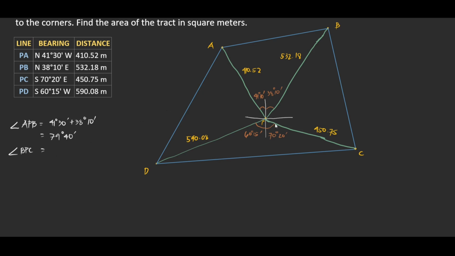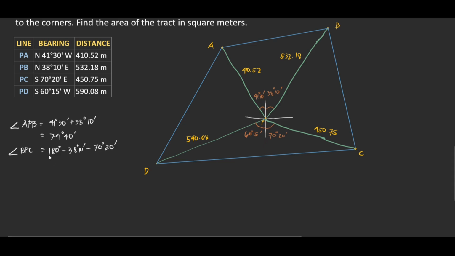So this is equal to 180 degrees minus 38 degrees 10 minutes and then minus 70 degrees 20 minutes. So why is this? Because we have this. Let's write it. This is 180 degrees. Then we have these two angles here. So to get this one, 180 minus this one and this one. Okay?